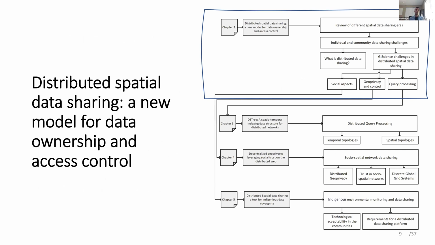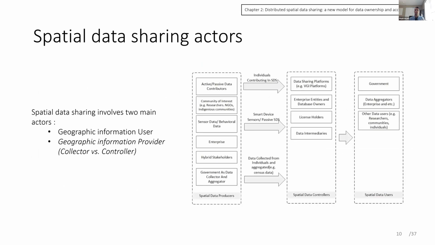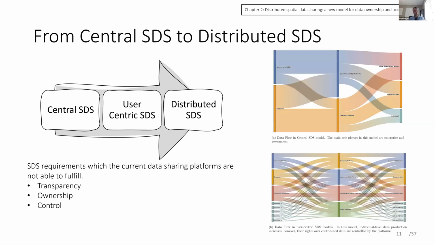So as a first part, what is the distributed data sharing era and how do I define it? As I said, when we look at spatial data sharing, we see three main role players: data producers, data controllers, and data users. These roles exist, and over different eras, different players play those roles. For example, we have central spatial data sharing, which was the earlier type of data sharing, where SDIs were more highly controlled by the government.